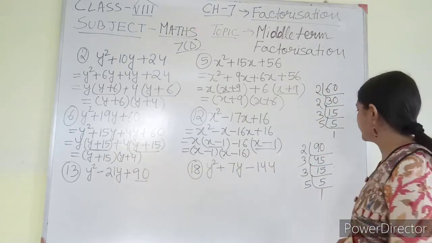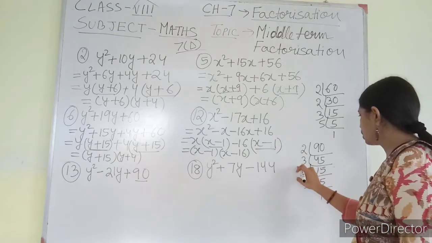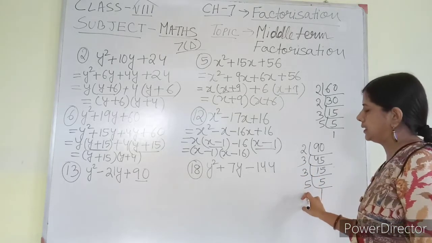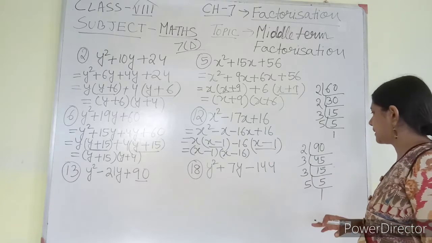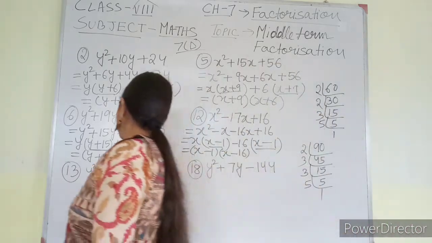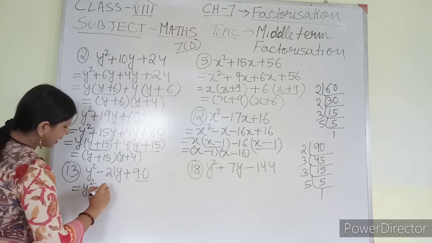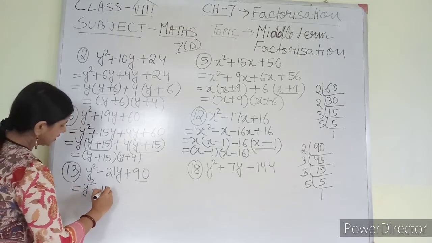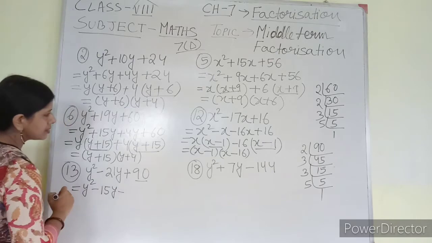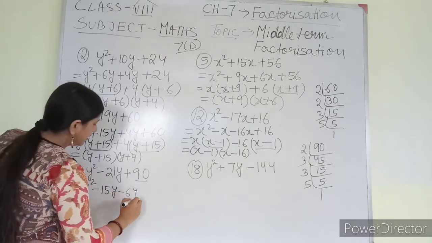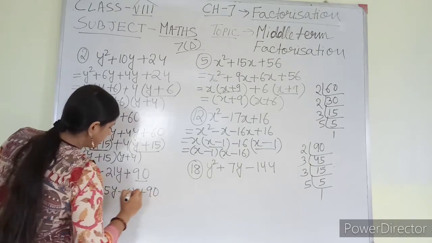I have to get 21. So 2 3s are 6, 3 5s are 15. 15 plus 6 is 21. So I can write it in this form. Y square minus 15y minus 6y plus 90.